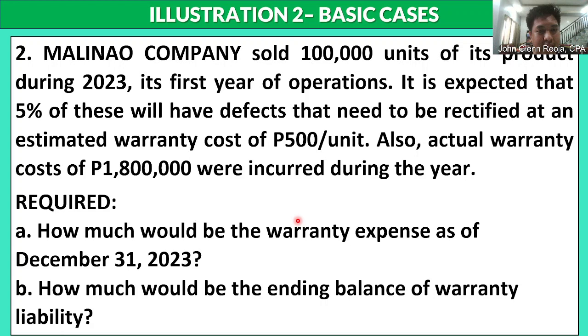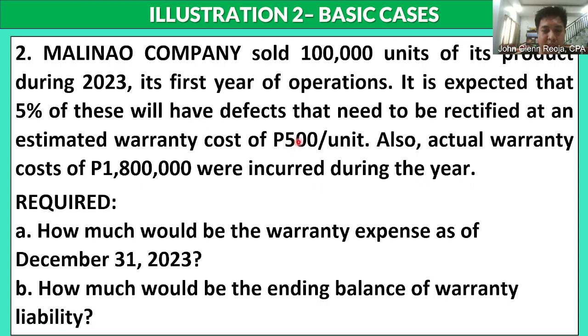So, malinaw, company sold 100,000 units of its product during 2023, its first year of operations. It is expected that 5% of this will have defects. No? So, malamang, hindi naman lahat ng units is considered good units. So, sabi niya nga dito, it is expected that 5% of the total units will have defects that need to be rectified at an estimated warranty cost of 500 per unit. Also, actual warranty costs of 1.8 were incurred during the year.